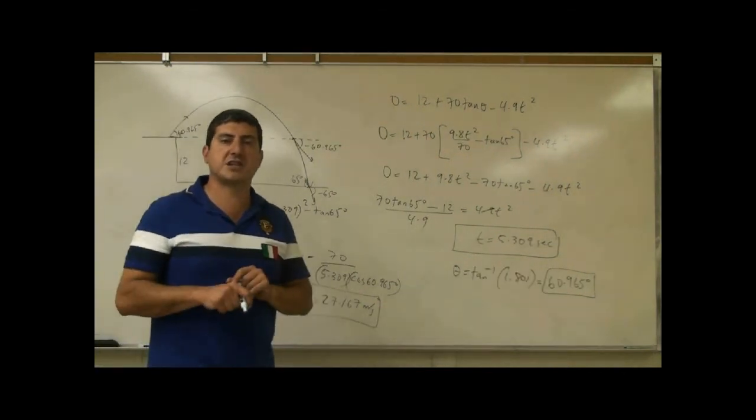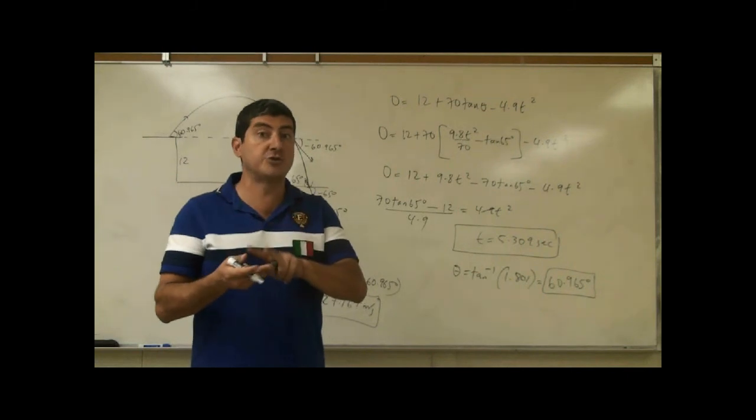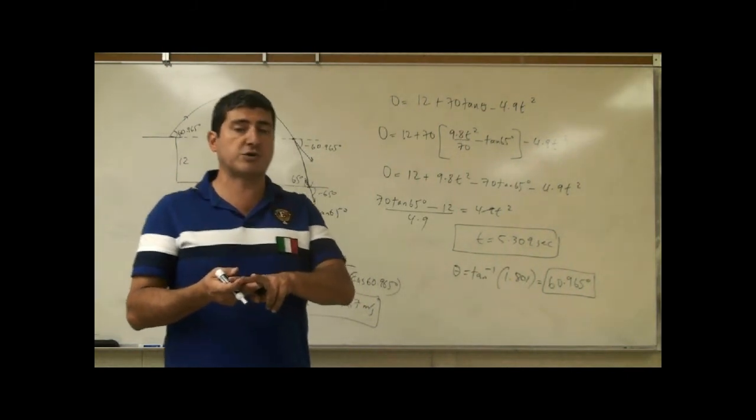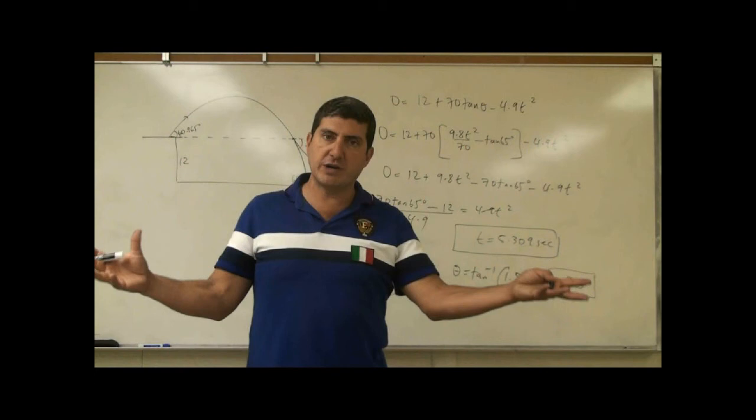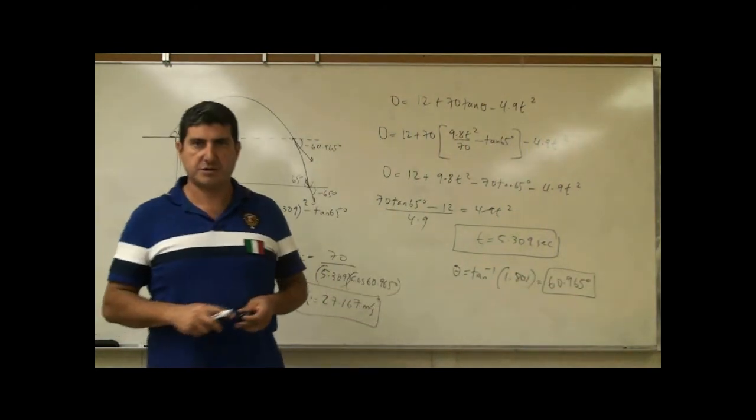So the answer makes sense, and this is a really good example of how there are 3 unknowns in this projectile motion problem, but we have 3 equations and we can combine them together and solve for those unknowns.